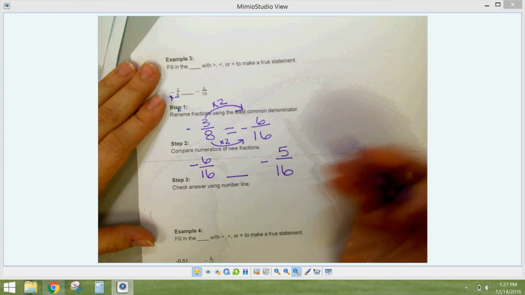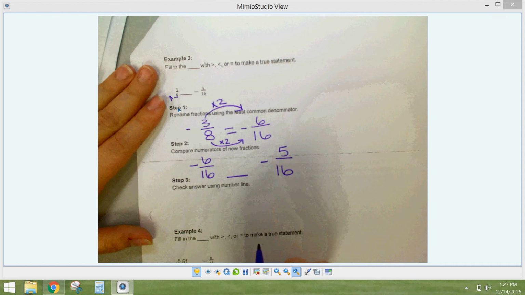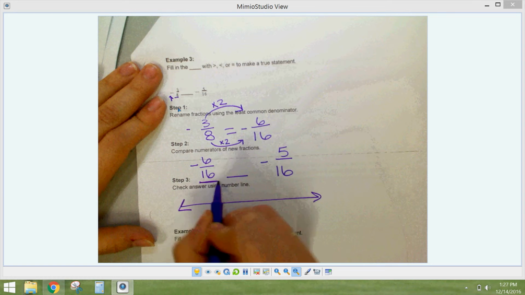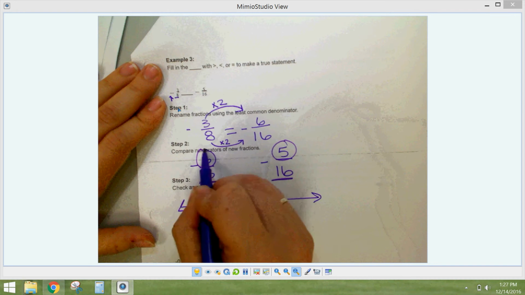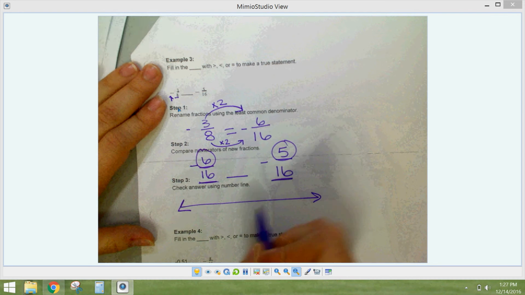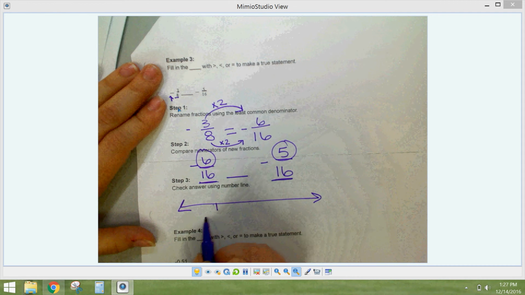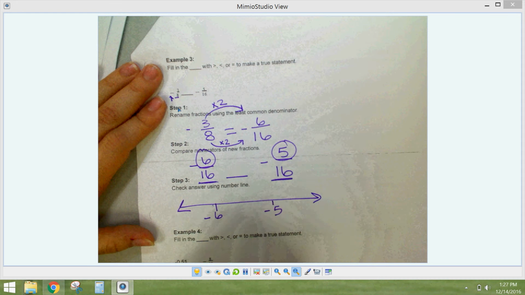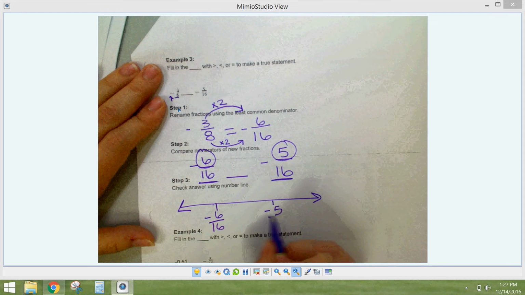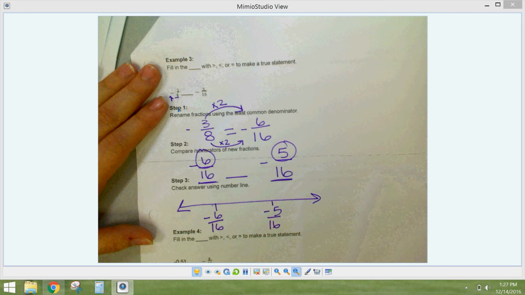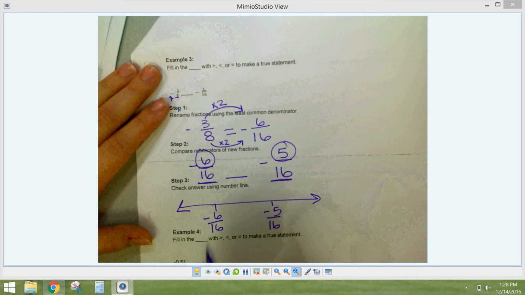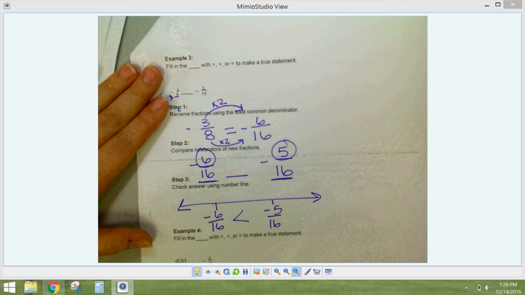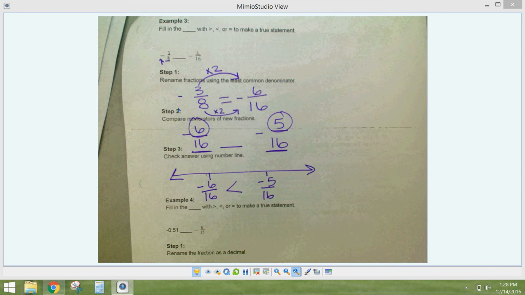So step 3 is do it using the number line. And since they both have the same denominator, I'm looking at the top. Okay? So I know that on my number line, -6 is going to be further to the left than -5. And now I'm just going to write my denominator in so that I don't get confused. So -6/16 is less than -5/16. Okay.